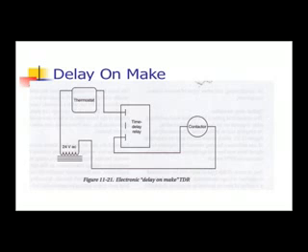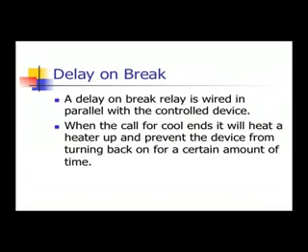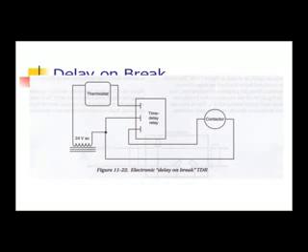The relay will delay following a thermostat call. It's wired in series with the thermostat and the control device. A heater inside the relay heats up for a certain amount of time and then closes the circuit. This is an example of the delay on make. Notice the thermostat goes to the time delay relay, and then the time delay relay goes to the contactor.